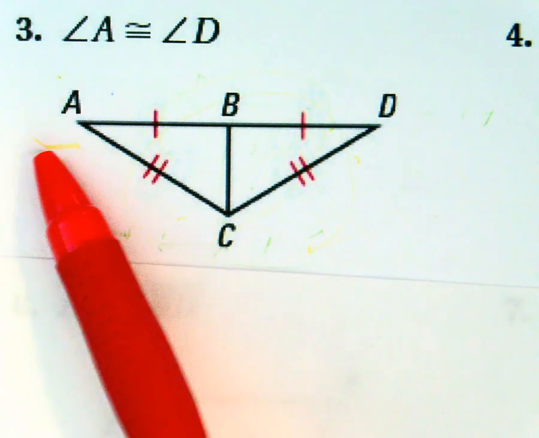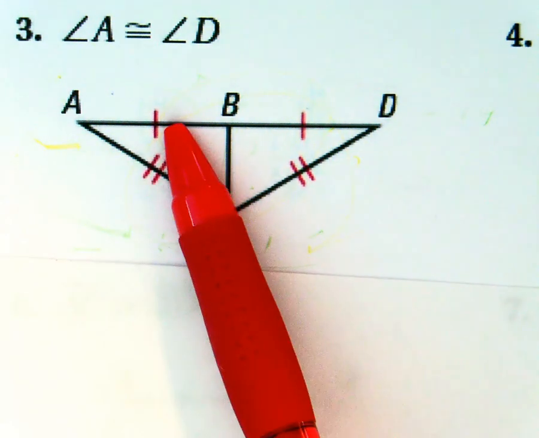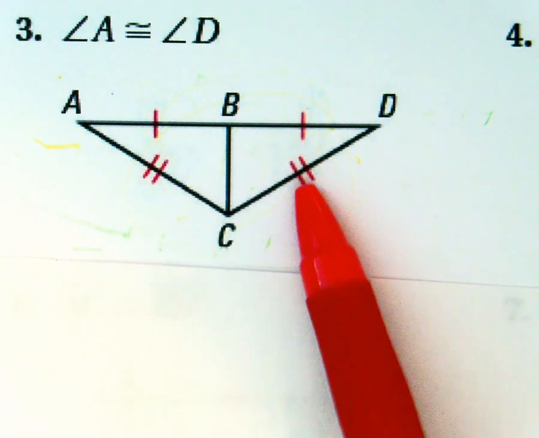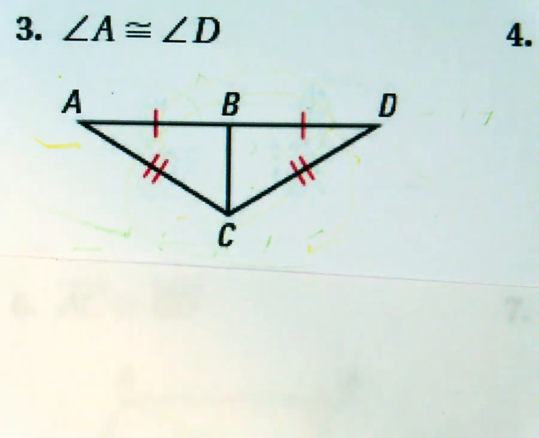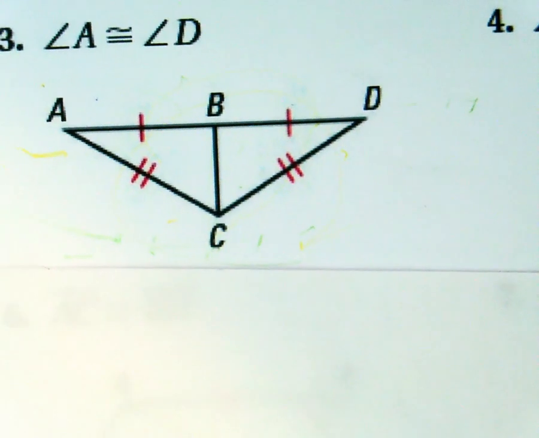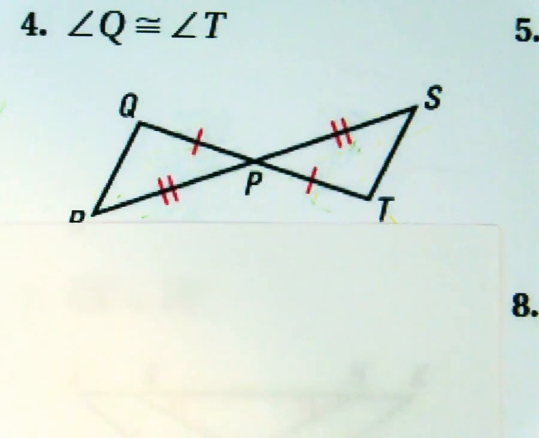Double check that A and D are the corresponding parts. Yes, they are. They're the angles that join the ones marked 1 and 2. So despite the fact that it's a mirror image, A and D are the corresponding parts of those congruent triangles, and they are congruent. Okay, how about this one?